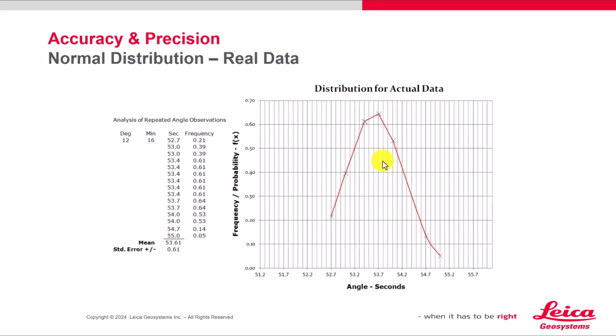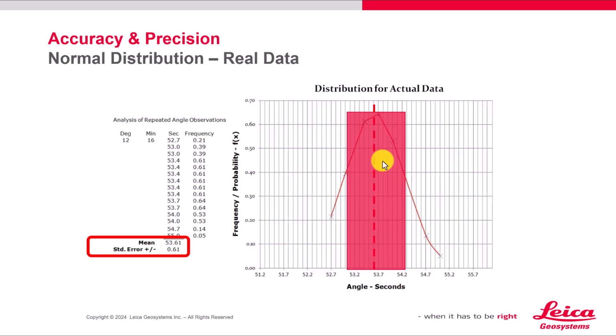Otherwise, real data doesn't look that clean, especially if you don't have that many observations. For example, the mean of this is 53.61 and the standard deviation error is 0.61. So our mean is right there, and the standard deviation, or 0.61 in either direction, is right there, and that's at 68%.